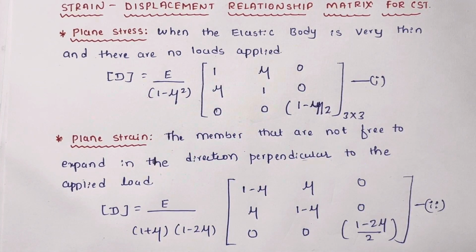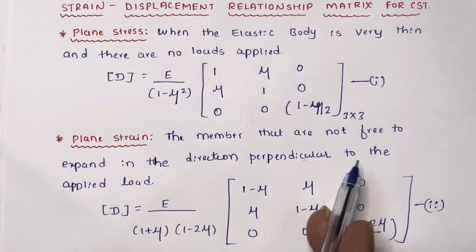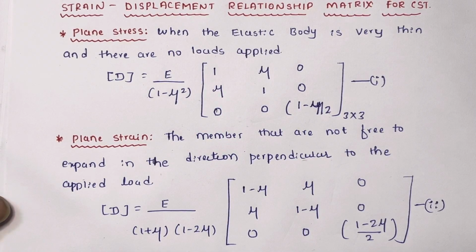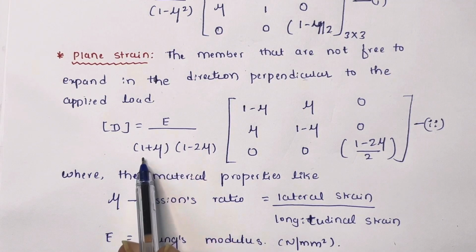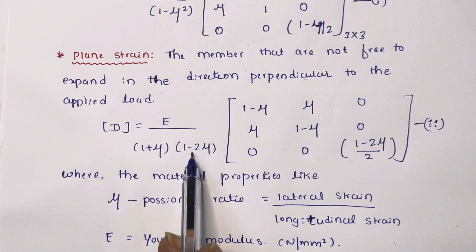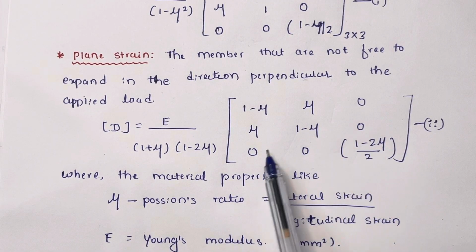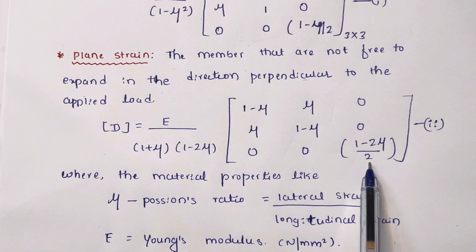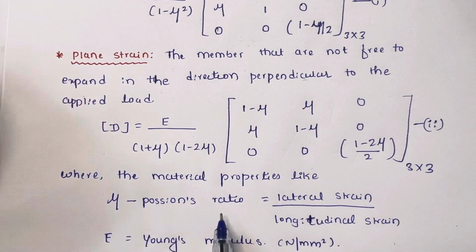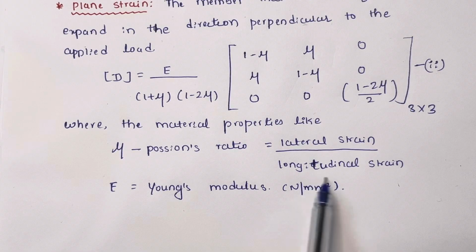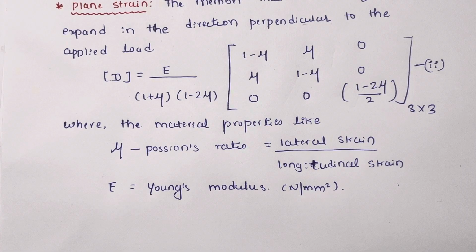Plane strain: the members are not free to expand in the direction perpendicular to the applied load. That can be expressed as E by (1 plus mu)(1 minus 2 mu) into the matrix: 1 minus mu, mu, 0; mu, 1 minus mu, 0; 0, 0, (1 minus 2 mu) by 2. Again it is a 3 by 3 matrix. Here mu is Poisson's ratio, that is lateral strain by longitudinal strain, and E is Young's modulus, in Newton per mm square.